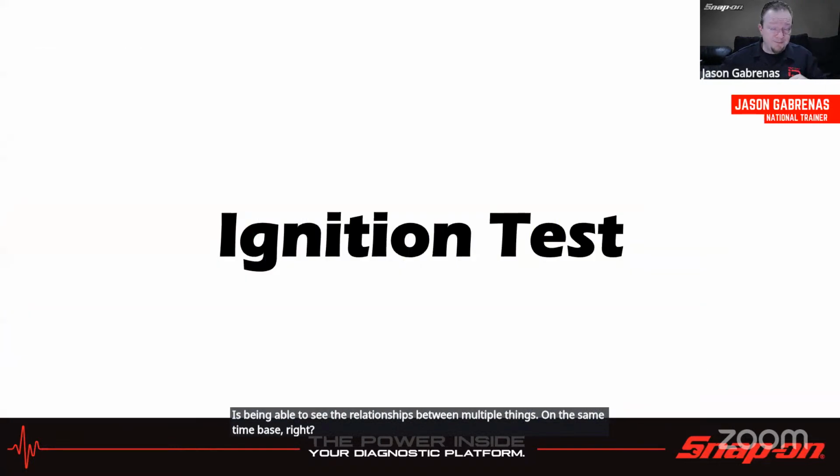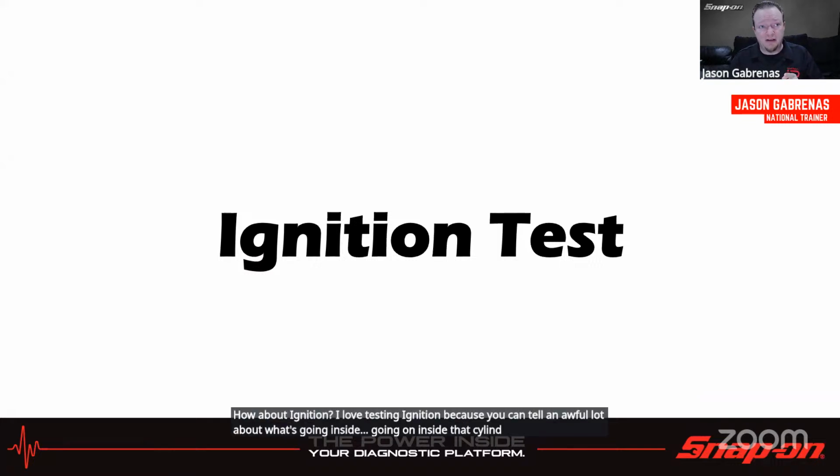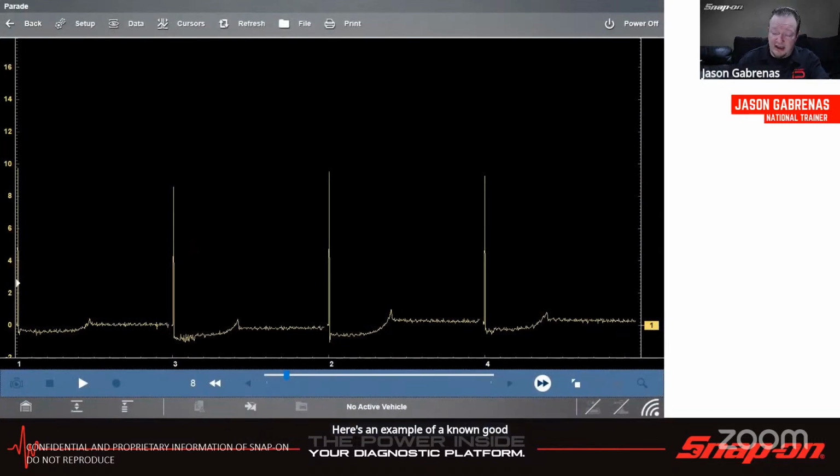How about ignition? I love testing ignition because you can tell an awful lot about what's going on inside that cylinder just by looking at the ignition pattern. Here's an example of a known good vehicle. This is after a tune-up, and this is a cranking test to check the firing lines.